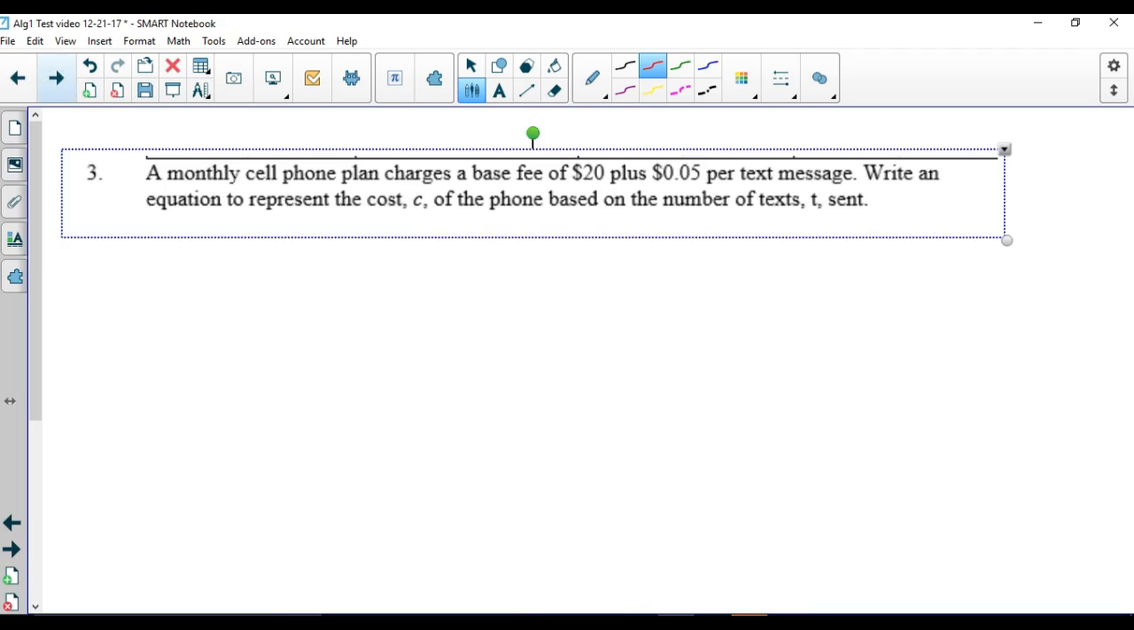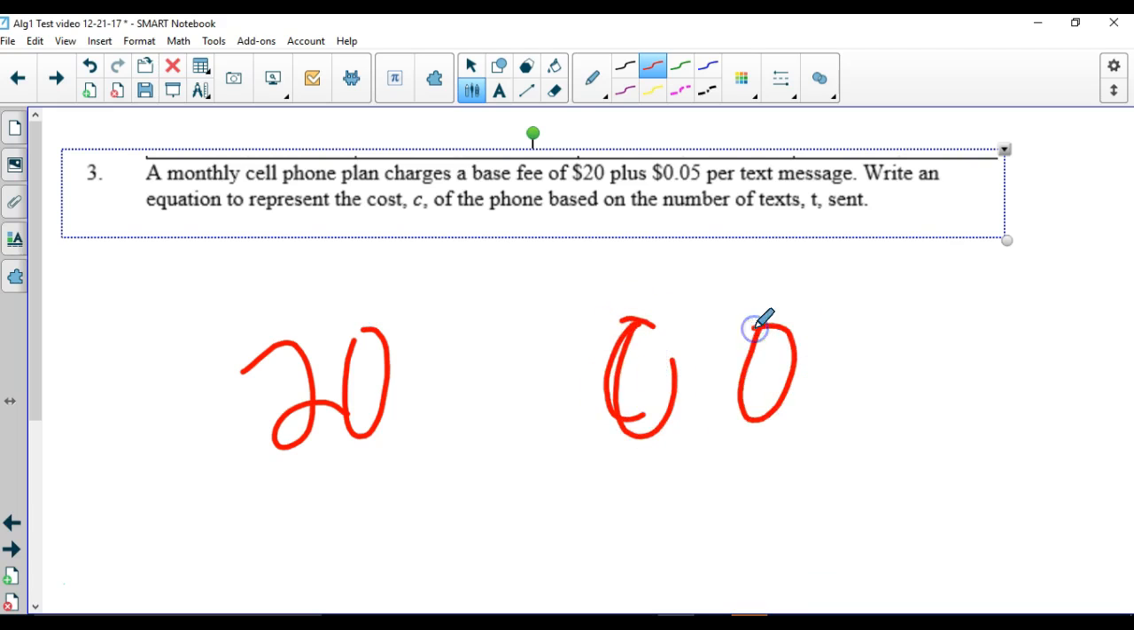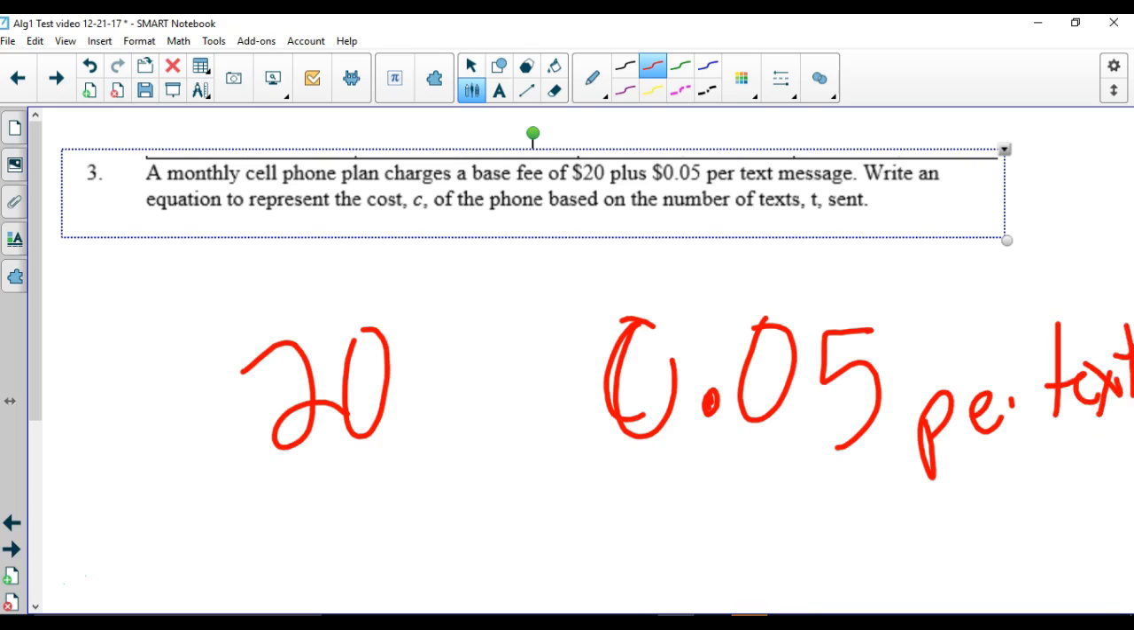Question number 3. It says a monthly cell phone plan charges a base fee of $20 plus 0.05 per text message. Write an equation to represent the cost C of the phone based on the number of text messages sent. So we talked about it. I have a basic fee of $20. Okay. I have a price of, and this is 5 cents per text message. Right? And I want to write an equation.